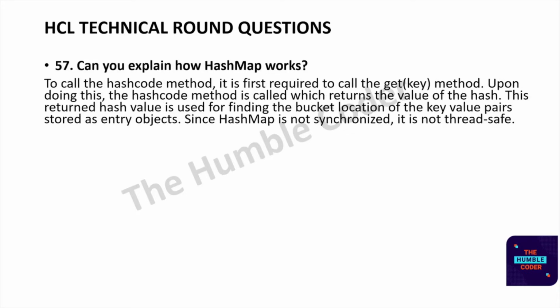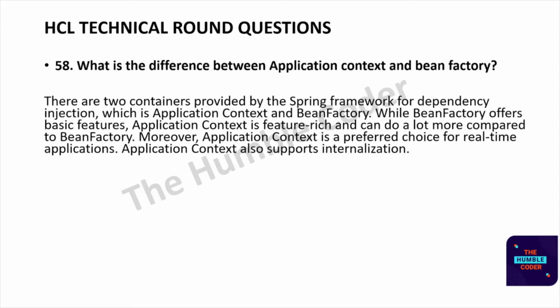Next question is, can you explain how HashMap works? To call the hashCode method, it is first required to call the getKey method. Upon doing this, the hashCode method is called, which returns the value of the hash. This returned hash value is used for finding the bucket location of the key-value pairs stored as entry objects. Since HashMap is not synchronized, it is not thread safe. So this is how the HashMap works. Moving on to the next question, what is the difference between application context and bean factory?